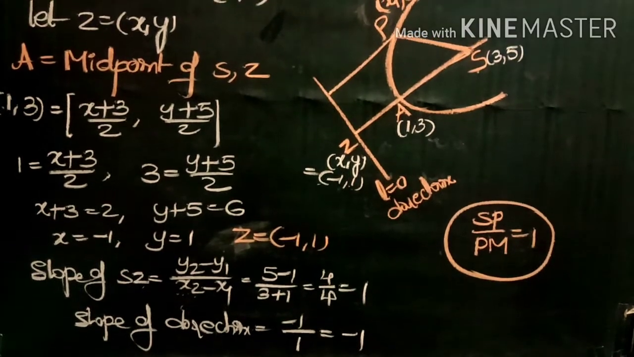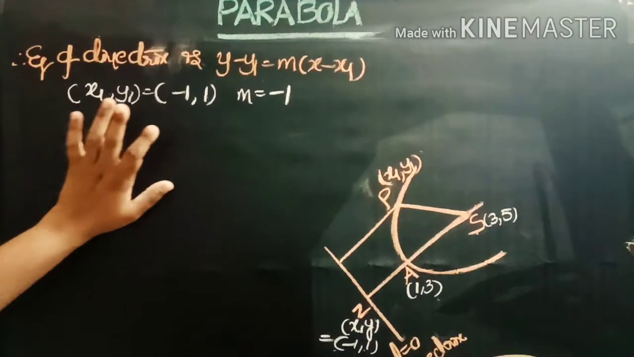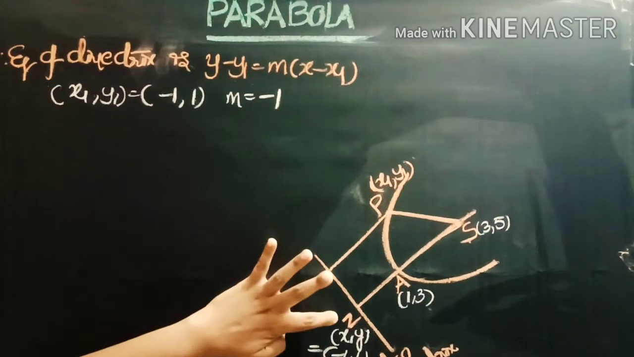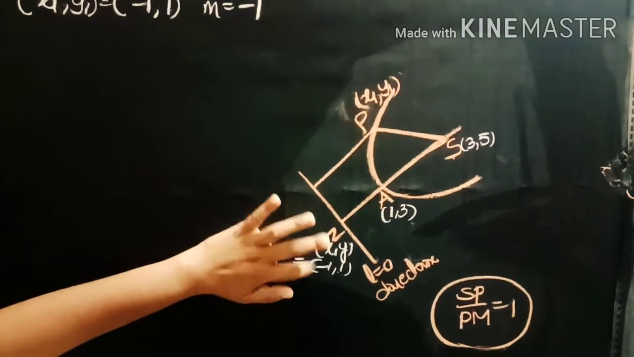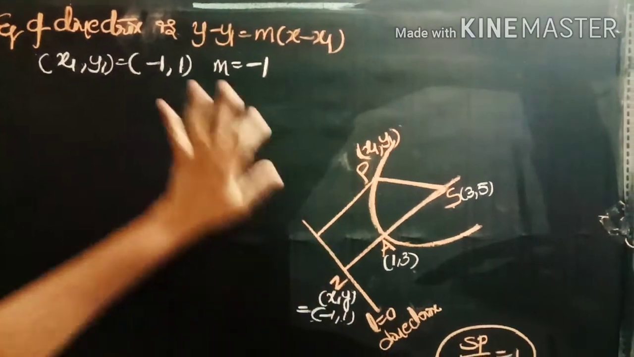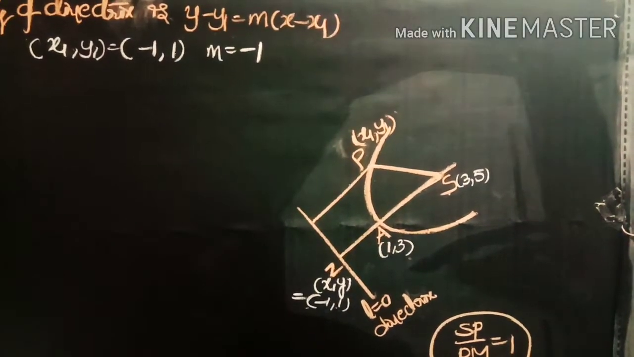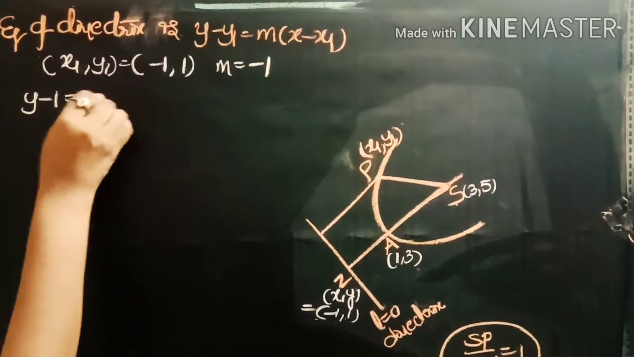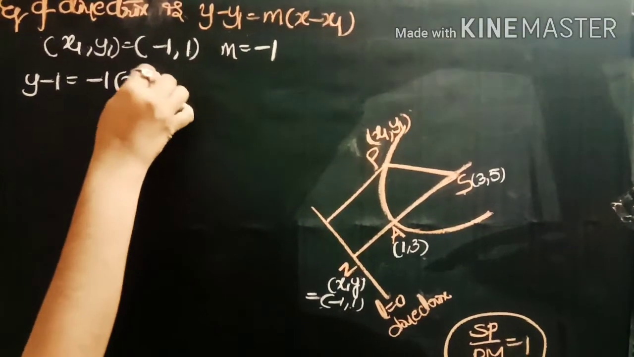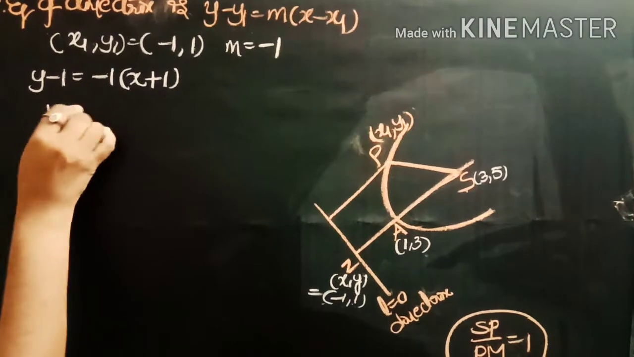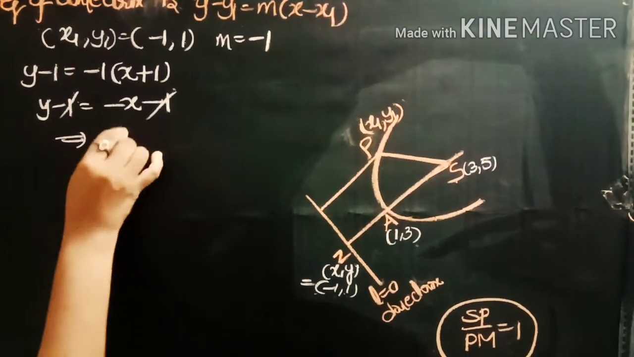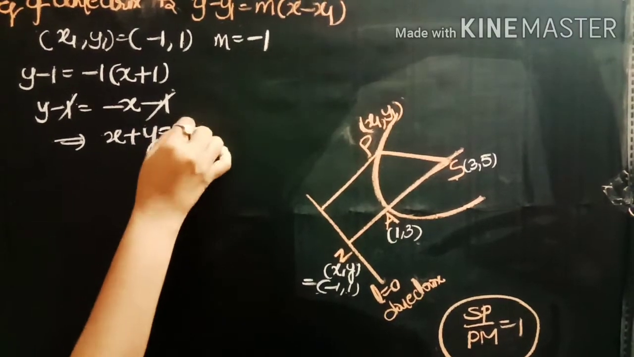Now, we find the equation of the directrix. The equation of the directrix is y minus y1 is equal to m into (x minus x1). Here (x1, y1) is the point Z, which is the point on the directrix, that is (minus 1, 1), and m is equal to minus 1, which is the slope of the directrix. So replacing the values, y minus 1 is equal to minus 1 into (x minus minus 1), that is y minus 1 is equal to minus x minus 1, which implies the equation of the directrix is x plus y is equal to 0.